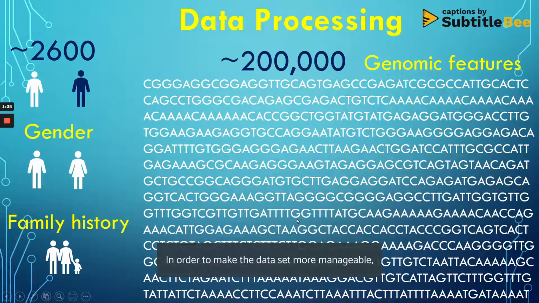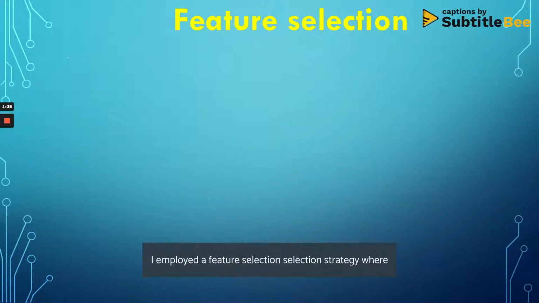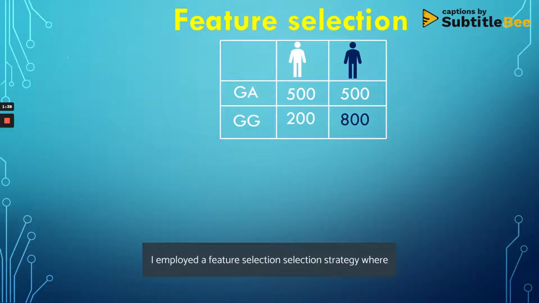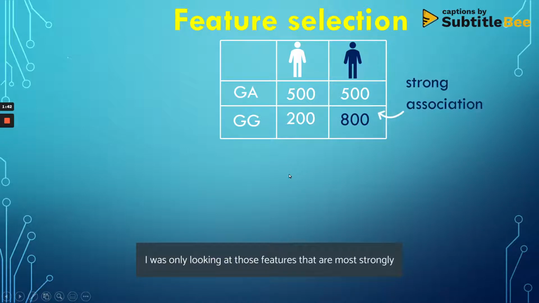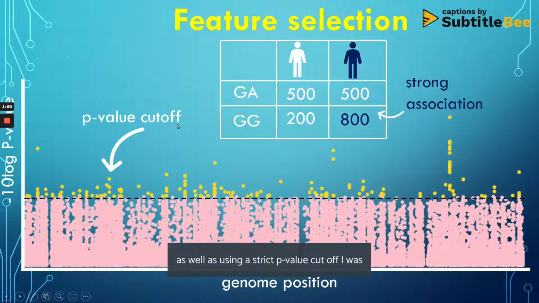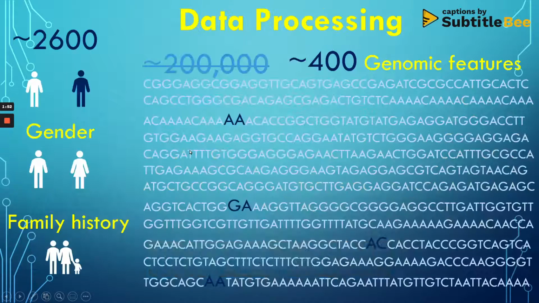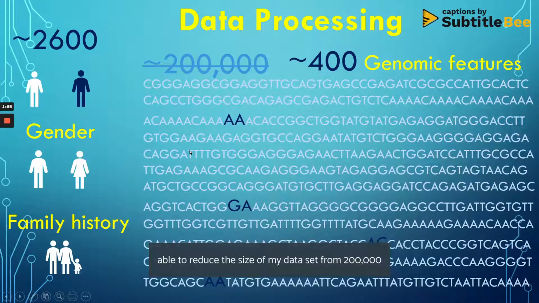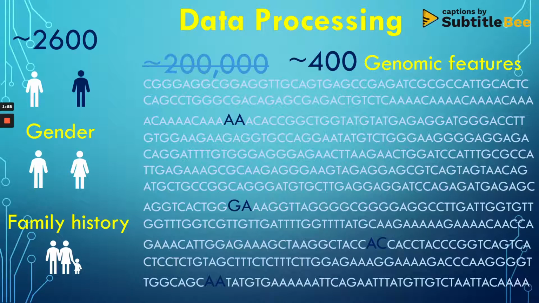In order to make the dataset more manageable, I employed a feature selection strategy where I was only looking at those features that were most strongly associated with either the healthy or the disease phenotypes. And by applying the same process across the entire genome, as well as using a strict p-value cutoff, I was able to reduce the size of my dataset from 200,000 to just 400 prominent genomic features.